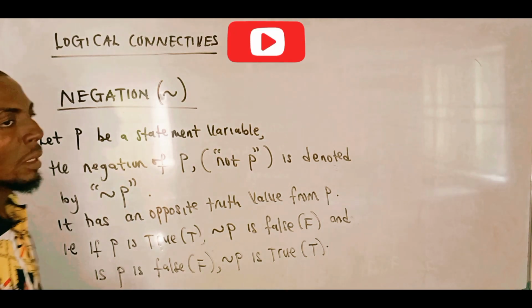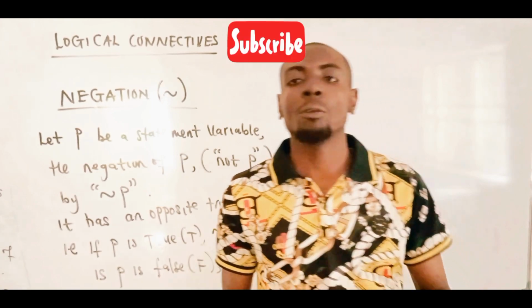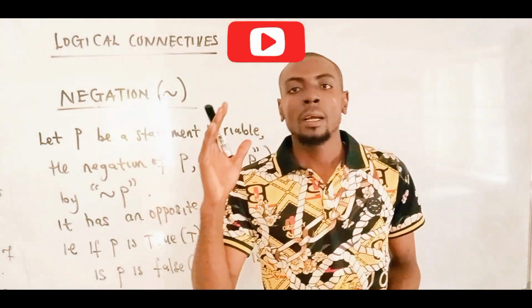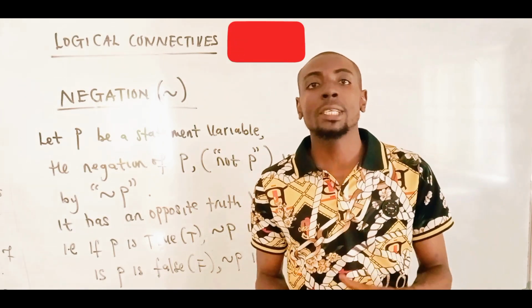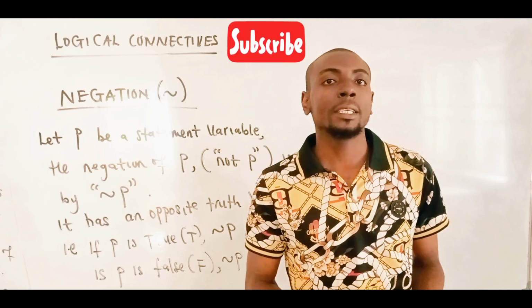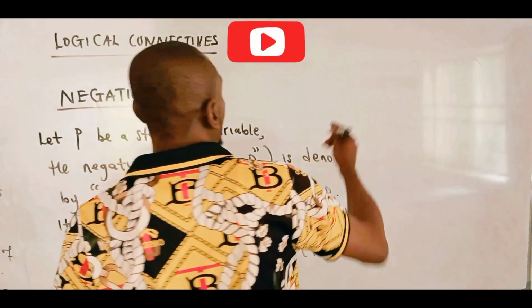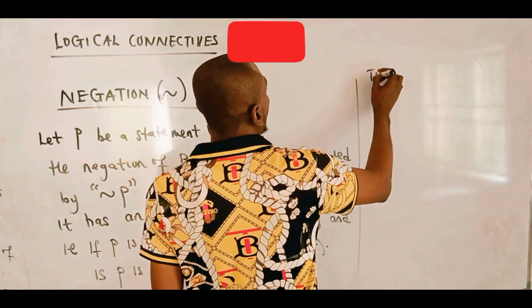Okay? It's just a way of writing the opposite of the previous statement. The statement, logic is interesting. The opposite is, logic is not interesting. Okay? So let's have the truth table for negation.